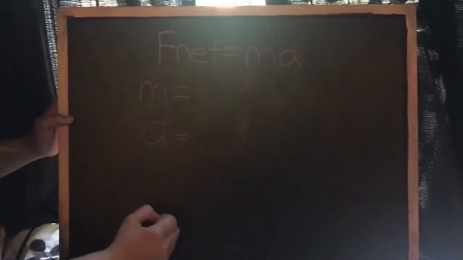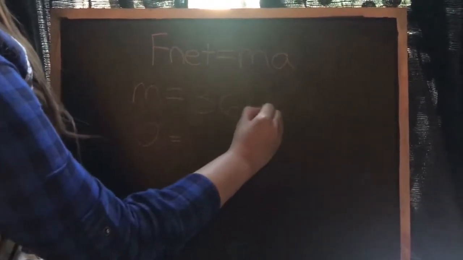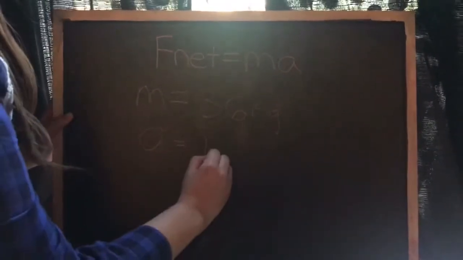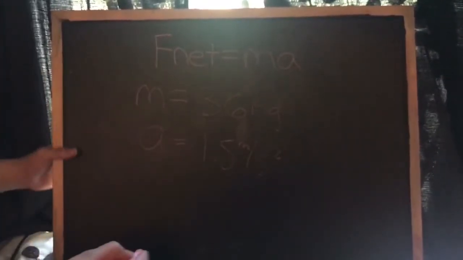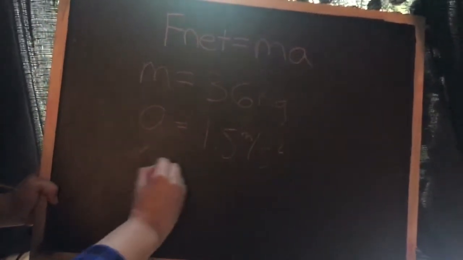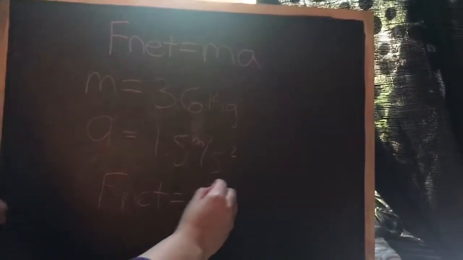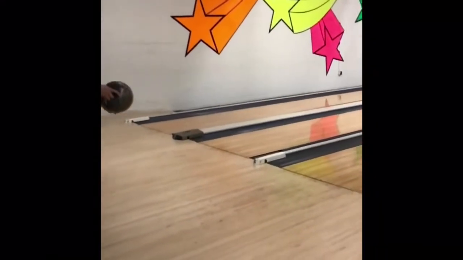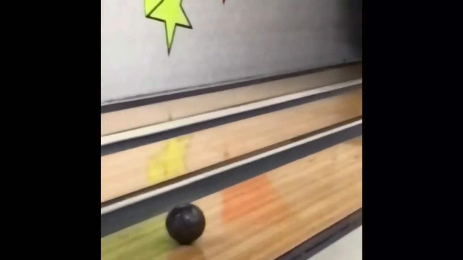The mass of our ball is 3.6 kilograms. The acceleration is 1.5 meters per second. So then you would multiply these two together and you get 5.4 newtons. The reason we found the applied force was because this determines the velocity of the ball and how much force the pins would receive in order to fall.